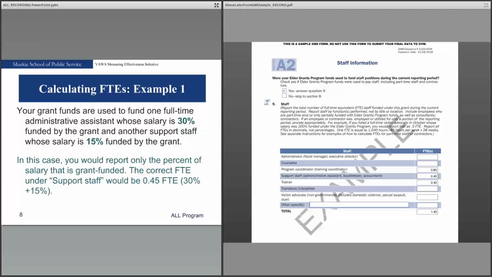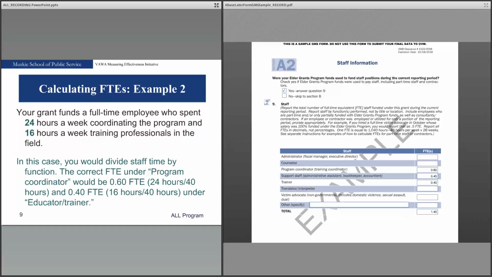Now, for our example, your grant funds are used to fund one full-time administrative assistant whose salary is 30% funded by the grant, and another support staff whose salary is 15% funded by the grant. In this case, you would report only the percent of salary that is grant funded. The correct FTE under support staff would therefore be 0.45 support staff FTEs, which is 30% plus 15%. As you can see, on the support staff line, we have filled out 0.45 FTEs.